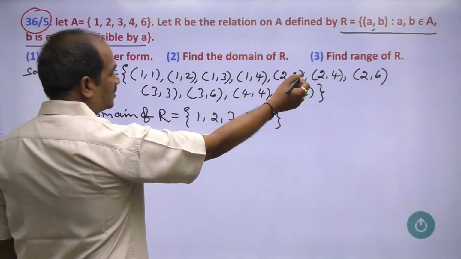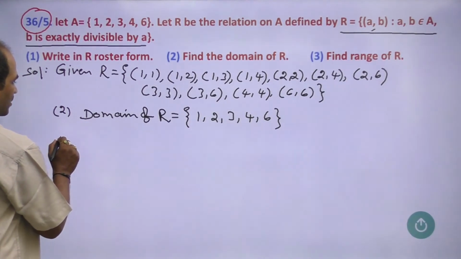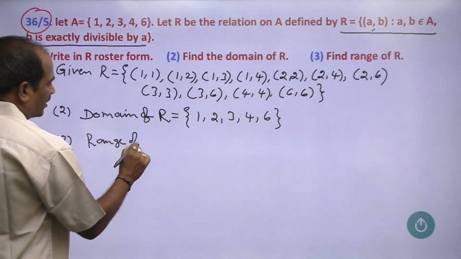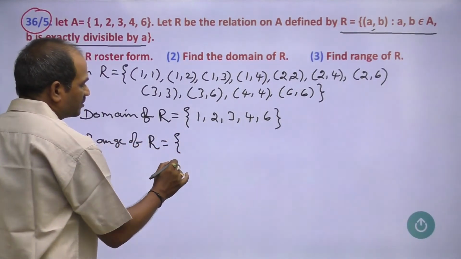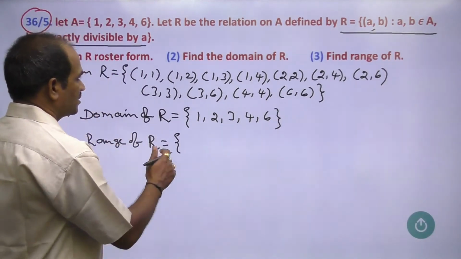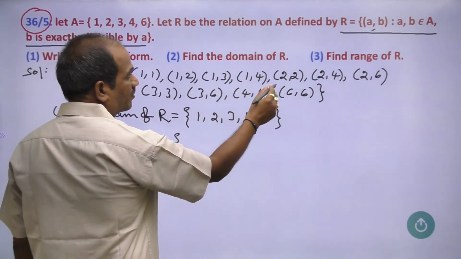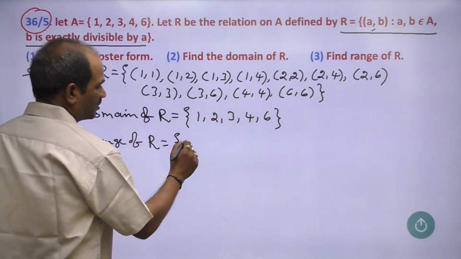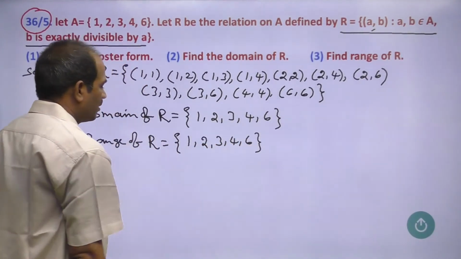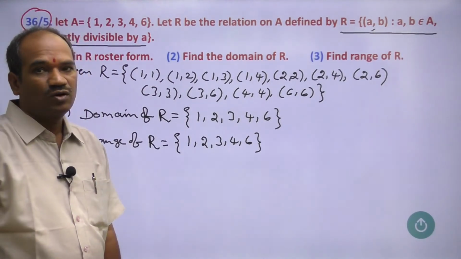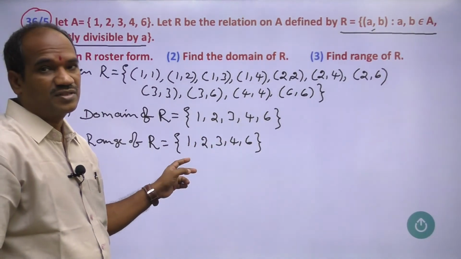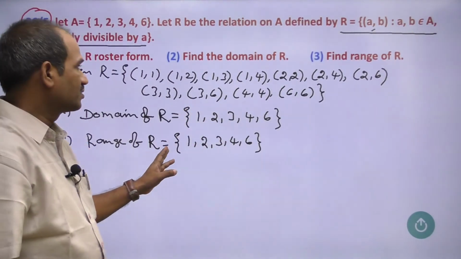Next, the third one is the range. Range of R means the set of all second elements of the ordered pairs in the relation. The second elements are 1, 2, 3, 4, 6, so it is the same: 1, 2, 3, 4, 6. This is the range. Domain is the set of all first elements of the ordered pairs; range is the set of all second elements.